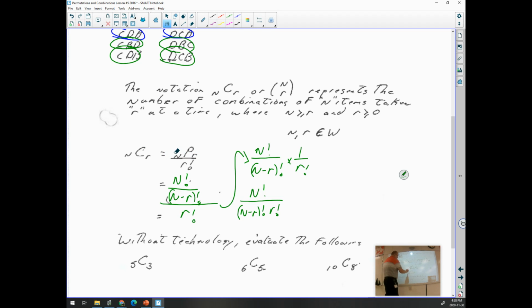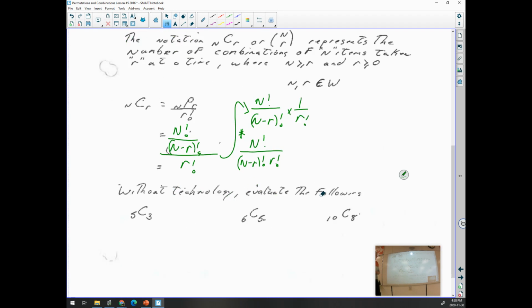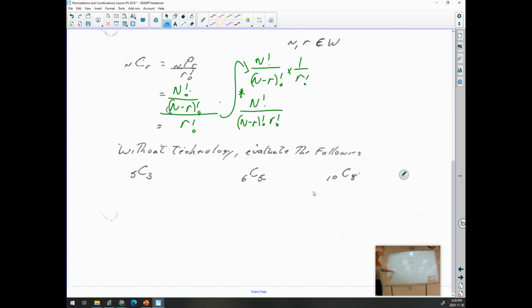Again, this formula, just like the permutation formula, is given to you on your formula sheet. Without technology, we're going to use this formula to plug in 5 choose 3. So this is going to be 5 factorial over 5 minus 3 factorial, 3 factorial. 5 factorial over 2 factorial, 3 factorial. Expand your 5: 5 times 4 times 3 factorial. Those are going to cancel off. This works out to be 10.